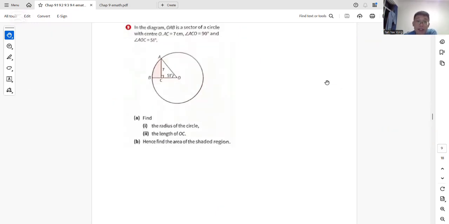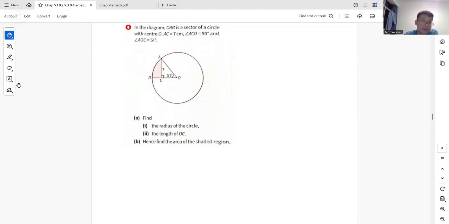Read the question. In the diagram, OAB is a sector of a circle with center O, and AC is equal to 7, as you can see on the diagram. Angle ACO is 90 degrees, so this is a right-angle triangle. Means we can use trigonometry or Pythagoras. And angle AOC is 51 degrees.